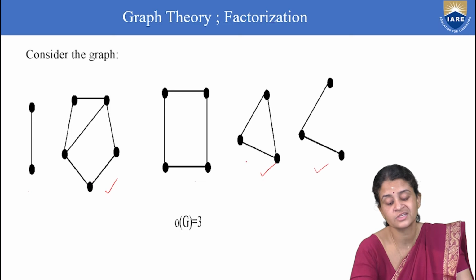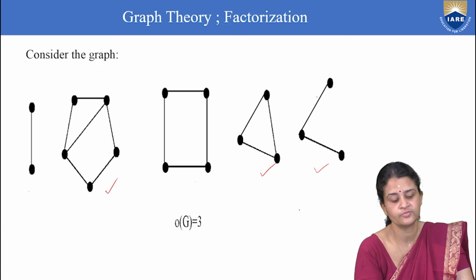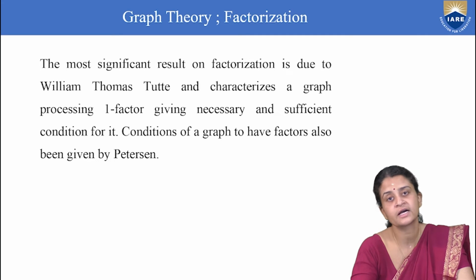Sometimes we may get confused that here we have 2 edges, here we have 3 edges, so this is the odd component. No. We have to count the number of vertices. If the number of vertices is odd, then we call it an odd component. So in this graph with these 5 components, the number of odd components is 3. I have already told that whether a given graph is factorable or not is different.